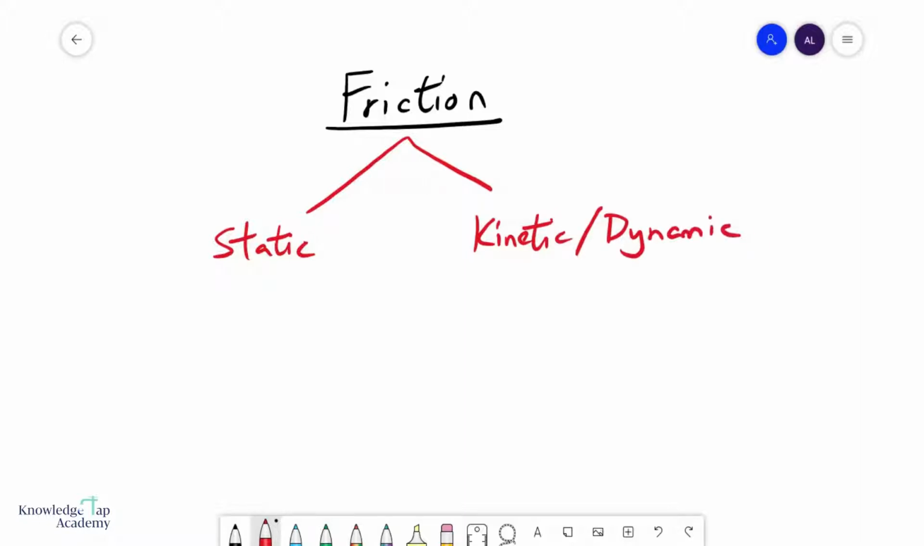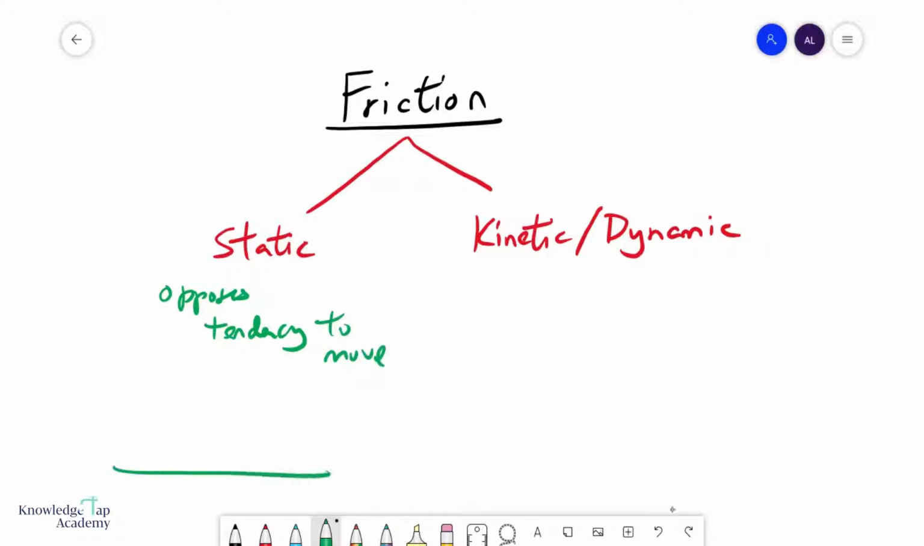Now, as the name suggests, static friction is basically the friction that acts on a static object. And so static friction actually opposes the tendency to move. So think of the last time you tried to move a heavy object like so. That's you trying to push it, and you realize that it's quite hard to get it to move. Yet, I can push it with a force of, let's say, 1 Newton.